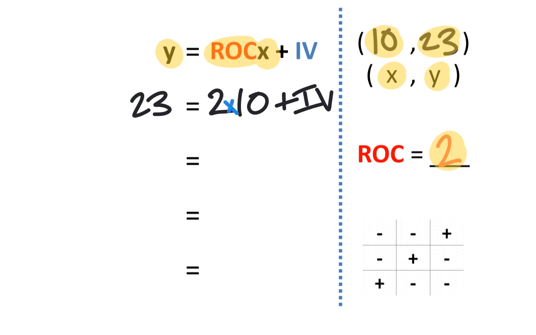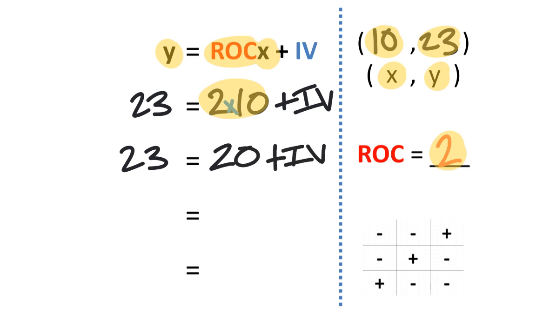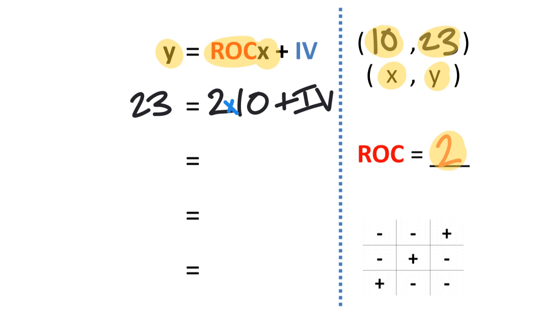My next line of work, I'm going to simplify 2 times 10. 23 stays the same. 2 times 10 is 20, and the initial value stays in the same place again. You now want to look for like terms. You'll notice that 23 and 20 are both like terms. Like terms like to be together, which means you can move the 23 over to be with the 20, or you can move the 20 over to be with the 23. I'm going to move the 20 over to be with the 23.